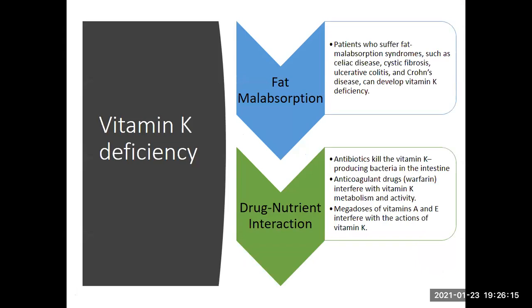Vitamin K deficiency occurs when there is fat malabsorption. Patients who suffer from fat malabsorption syndromes such as celiac disease, cystic fibrosis, ulcerative colitis, and Crohn's disease can develop vitamin K deficiency. Also, if there is a drug-nutrient interaction: antibiotics can kill vitamin K producing bacteria in the intestine, the anticoagulant drug warfarin interferes with vitamin K metabolism and activity, or even mega doses of vitamins A and E can interfere with the action of vitamin K.